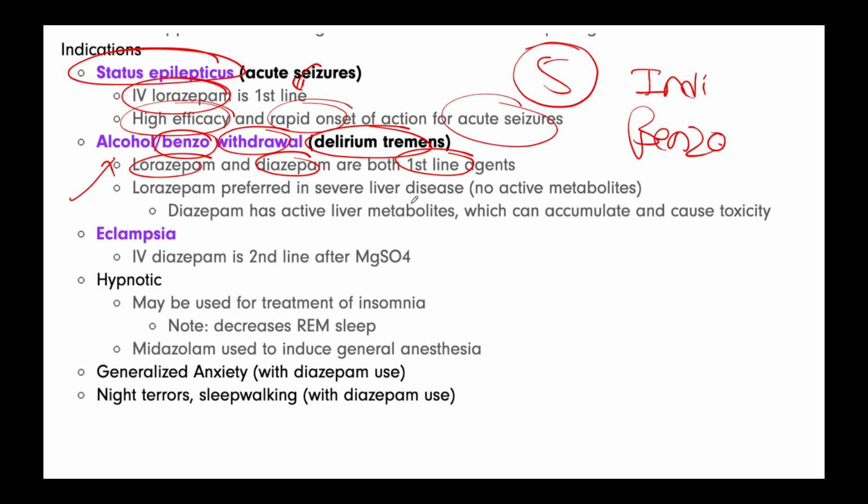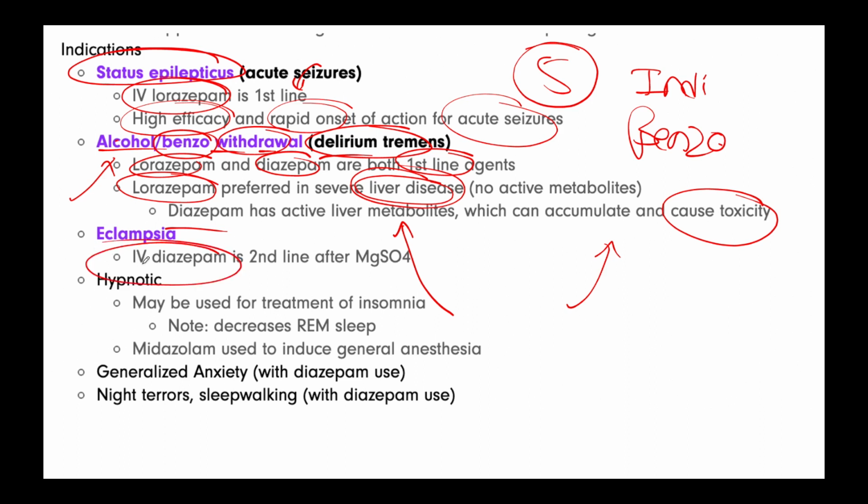If the patient is having any liver disease with alcoholism and has gone into alcohol withdrawal with delirium tremens, lorazepam is preferred to diazepam because lorazepam has no active metabolites and can be used in severe liver disease. Whereas diazepam has active liver metabolites which can accumulate and cause toxicity. That's the reason you need to be careful. Now, eclampsia. The IV diazepam is second line after magnesium sulfate.